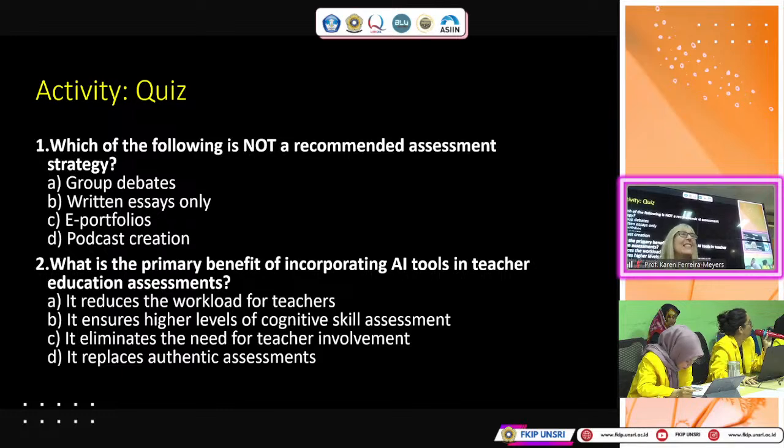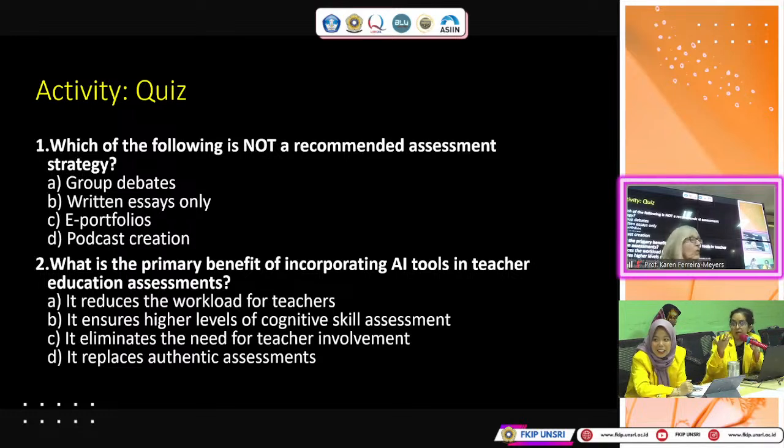What is the primary benefit of incorporating AI tools in teacher education assessment? It reduces the workload of teacher. It ensures higher levels of cognitive skill assessment. It eliminates the need for teacher involvement, or it replaces authentic assessments. I will say that sometimes it reduces the work of teachers. It's like taking the example of essays.